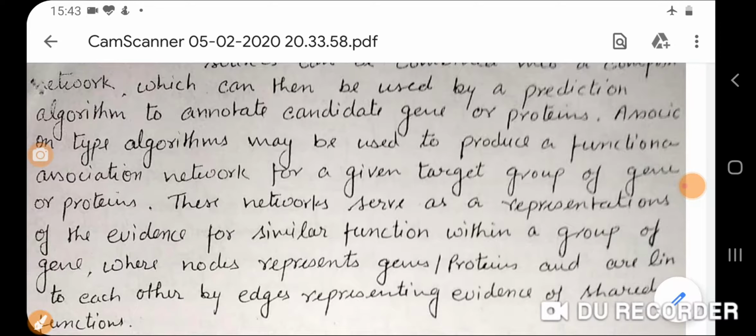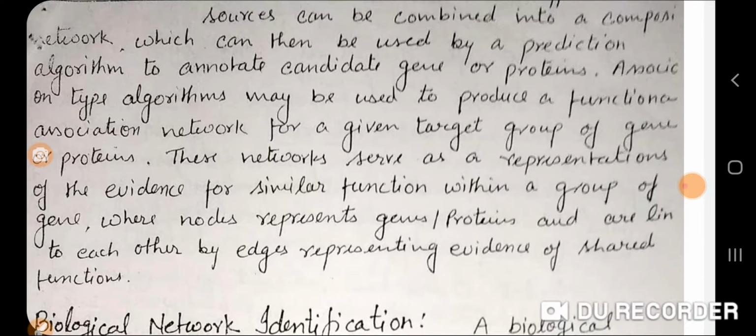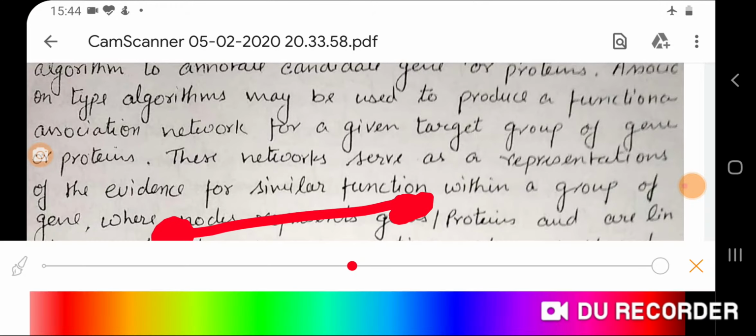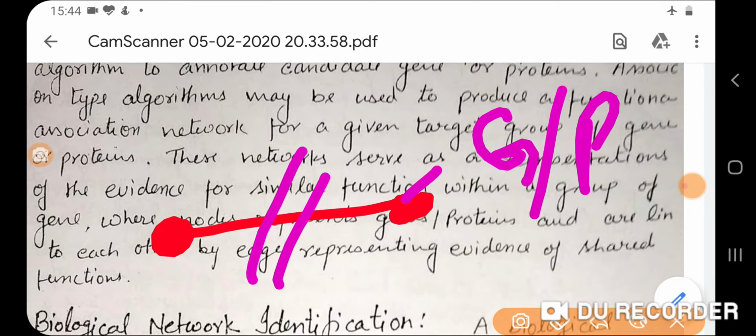association type algorithms may be used to produce a functional association network for a given target group of genes or proteins. These networks serve as a representation of the evidence for similar function within a group of genes, where nodes represent genes or proteins and are linked to each other by edges representing evidence of shared function. What is the meaning of it? Like this one, these two dots are either genes or proteins. Then this is the level of matching, how close they are, how far.